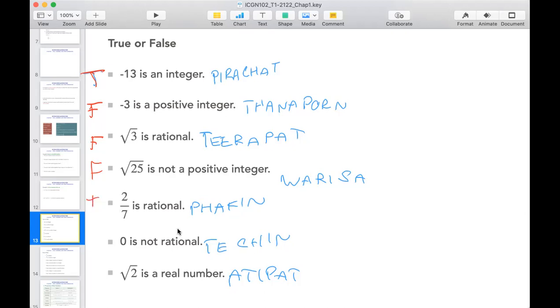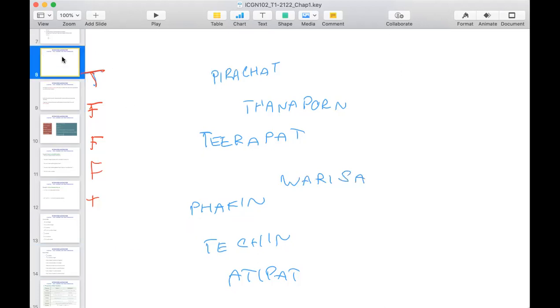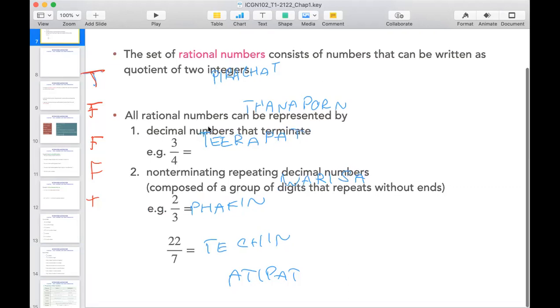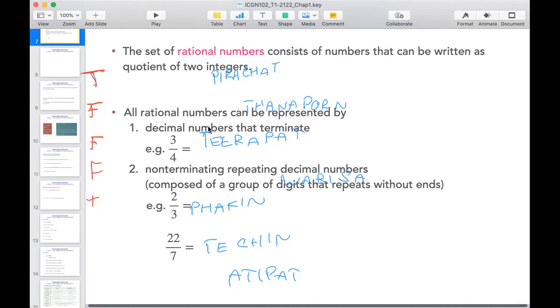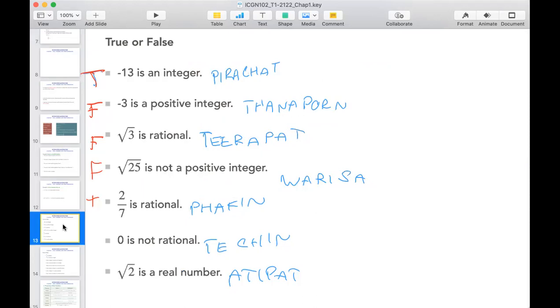Oh, hang on. 2 over 7, is it rational? Go back to the definition again. Oh, okay, yes, it is a rational number, and that number is a non-terminating repeating decimal. Yeah, that's correct. I'm sorry.